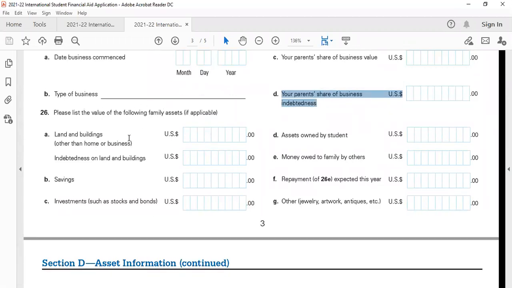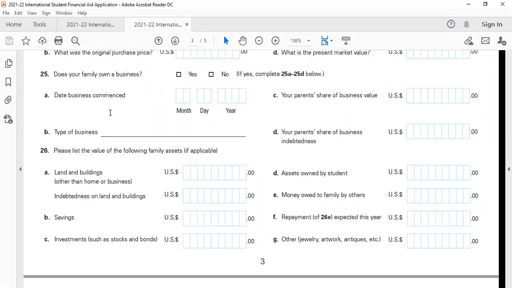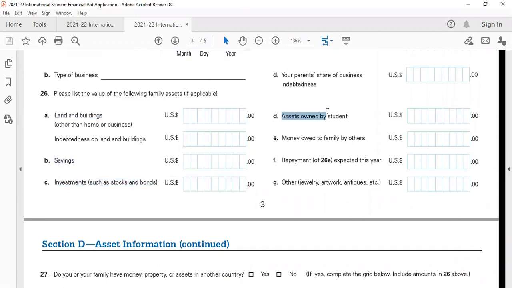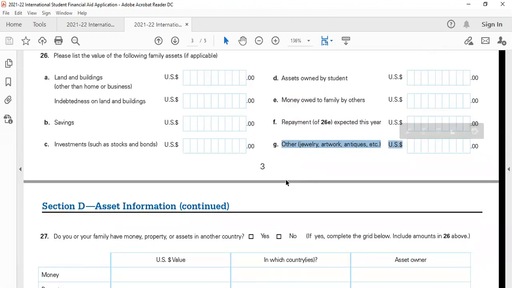Please list the value of the following. Apart from the business and apart from your house, if you have any other assets like land, any savings, any investments in stocks and bonds, any assets that you own as a student, money that someone owes you, repayment of 26E expected this year. How much of this owed money are you expecting to receive this year? How much of the money that you owe to someone do you expect to repay this year? And any other assets like jewelry or artwork or any antiques.